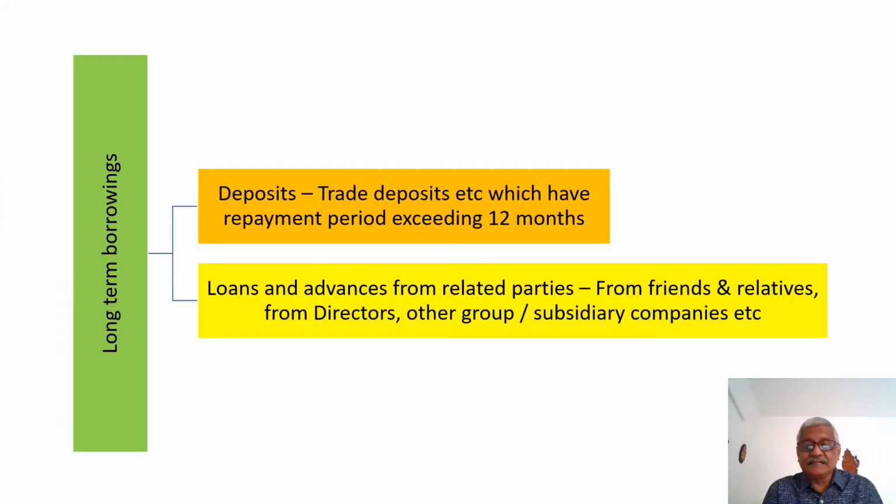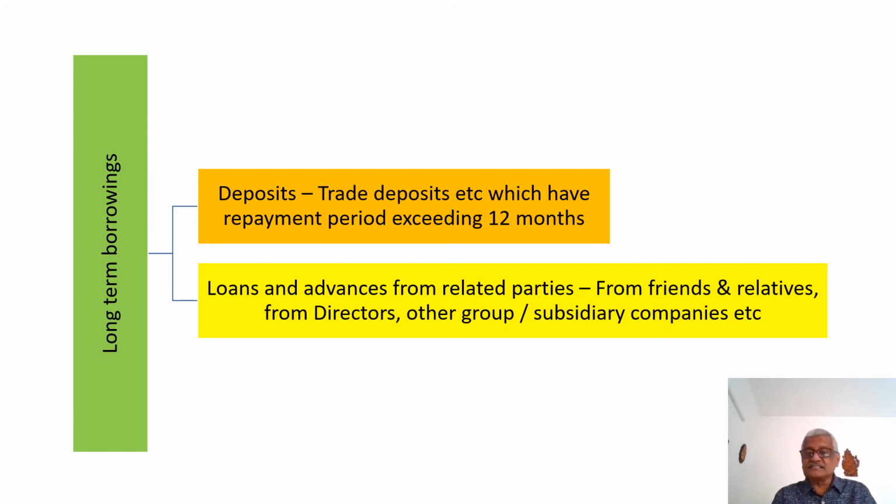The next one is deposits. The deposits could be trade deposits which have a repayment period exceeding 12 months. So for example, sometimes the companies are selling the product through distributors. They may insist on the distributors keeping a deposit with them, which is called trade deposits. If the repayment period of the trade deposits exceeds 12 months, it should be mentioned. Another one is the company raising deposit from the public. That also is a long-term borrowing.